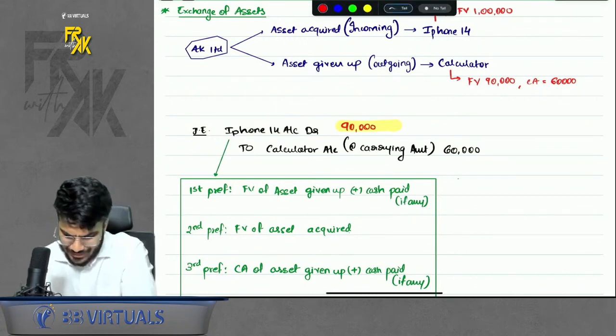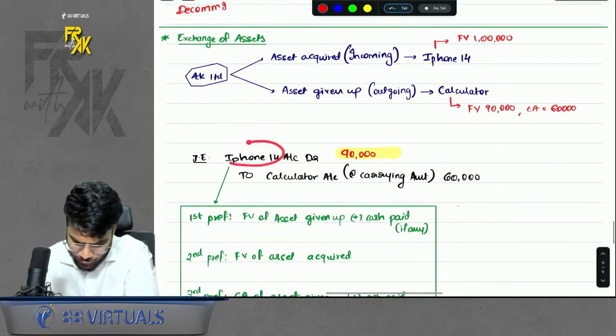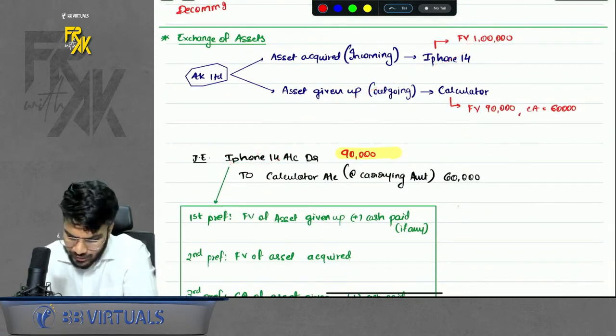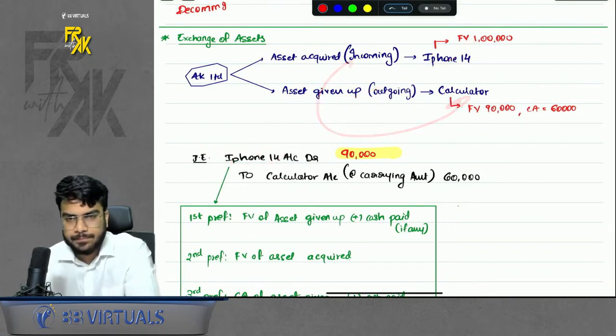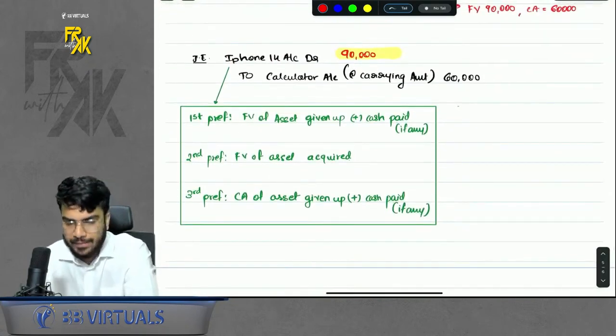Sir, isn't this unfair? Because ideally we should record the iPhone at its own fair value. Why are we recording it at the fair value of the asset given up? See, now I'll try to tell you one thing. First, let me complete this entry and then I will tell you, okay?